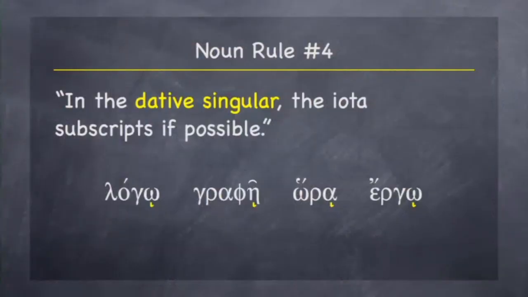We've learned 3 noun rules so far. Let's learn 3 more. All right? We're going to learn rules 4, 5, and 6, and let's start with rule 4. Here it is. Noun rule number 4 says that in the dative singular, the iota subscripts if possible.